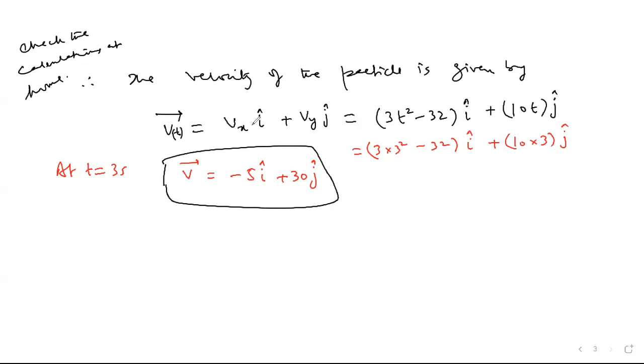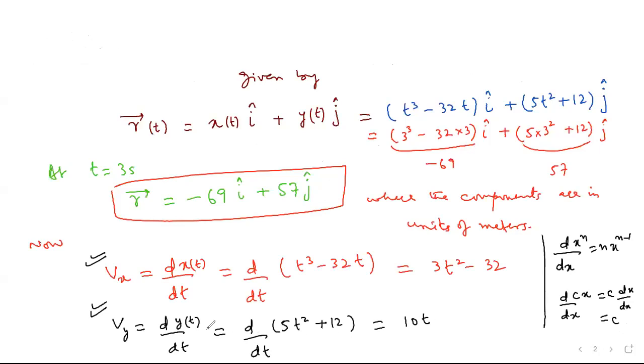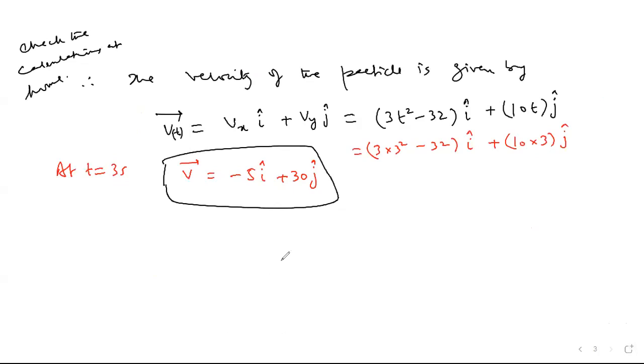And since x is in meters and t is in seconds, therefore velocity will be in units of meters per second. So we have solved two things: velocity at t equal to 3 seconds, position at t equal to 3 seconds. Let us move now to the acceleration.